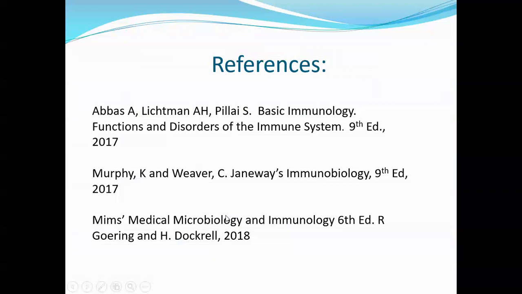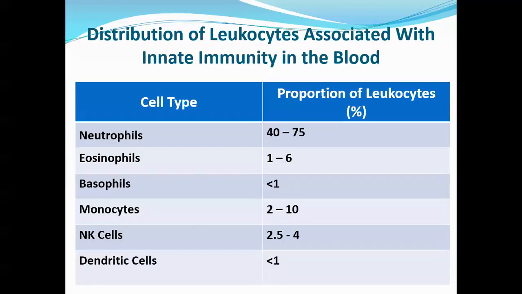Okay, that's it. Are there any questions? Regarding the numbers, can we memorize an approximation? No, you don't have to know the numbers. This is just to give you an idea. All you have to know is that neutrophils make up the largest proportion. Lymphocytes are not here because I'm just dealing with the innate immune cells. Lymphocytes make up about 20%.